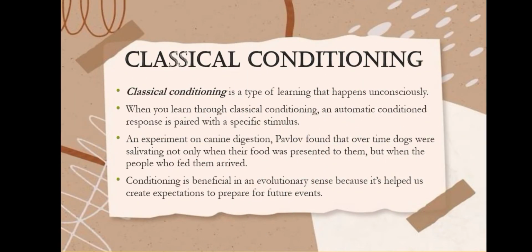Classical conditioning. Classical conditioning is a type of learning that happens unconsciously. When you learn through classical conditioning, an automatic conditioned response is paired with a specific stimulus. In experiments on canine digestion, Pavlov found that over time dogs were salivating not only when their food was presented to them, but when the people who fed them arrived.